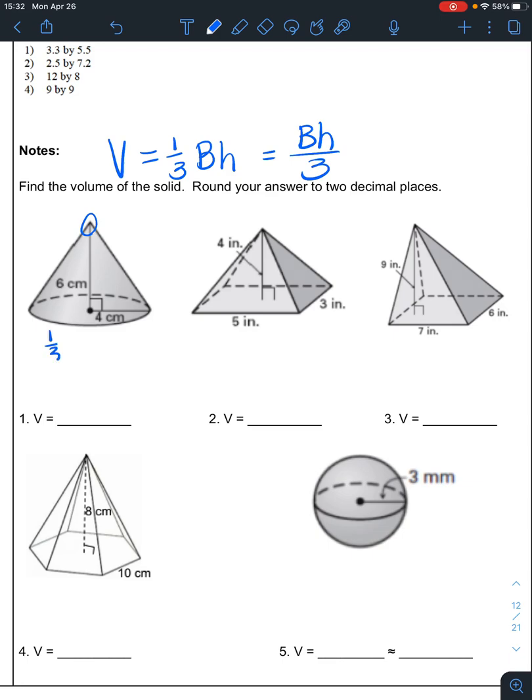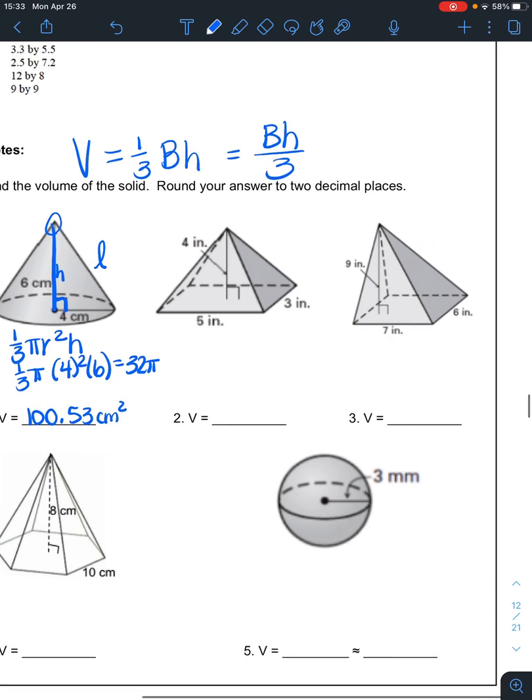So we've got our formula, 1/3 the area of the base. The base is a circle, so 1/3 pi r squared h. So it will be 1/3 pi times the radius squared times the height, and the height is always that vertical height. We've got slant height, but we don't use slant height here. We use regular height, so times 6. It says to round your answer to 2 decimal places. That's 32 pi, so I could leave this in exact form, but in approximated form to 2 decimal places, it's 100.53 centimeters squared.